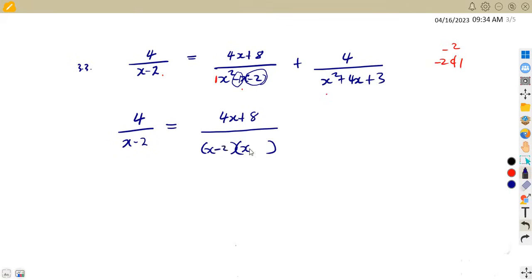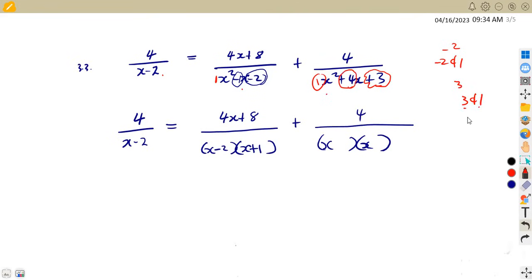So we've got x minus 2, x plus 1, plus 4 over, we do the same, we factorize this part, also x and x, since the coefficient of x squared here is 1. We focus on our constant 3: factors of 3 that add to give 4. That's 3 and 1. 3 times 1 is 3, 3 plus 1 is 4. So it is going to be x plus 3, x plus 1 in this case.